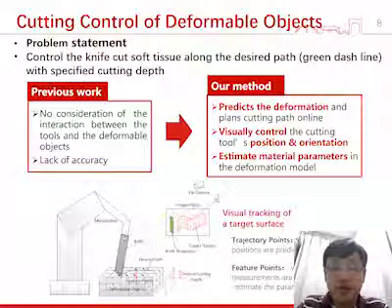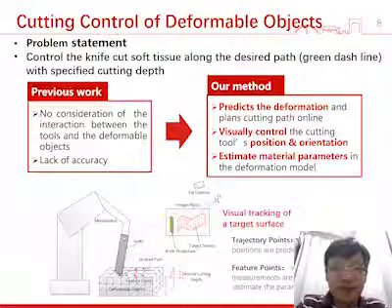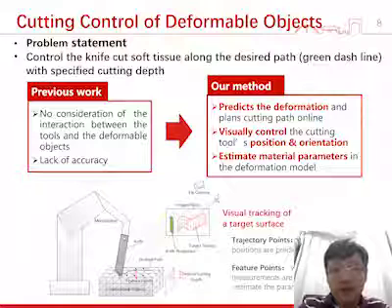To address this problem, first we predict the object's deformation and plan cutting paths online, and we visually control the cutting tool's pose to achieve higher operation accuracy. Moreover, we estimate the material parameters, so we do not need prior knowledge of the object's materials. As seen in this figure, the objective of this task is to control the knife cutting soft tissue along the desired path, which is a green dashed line with specific cutting depth.